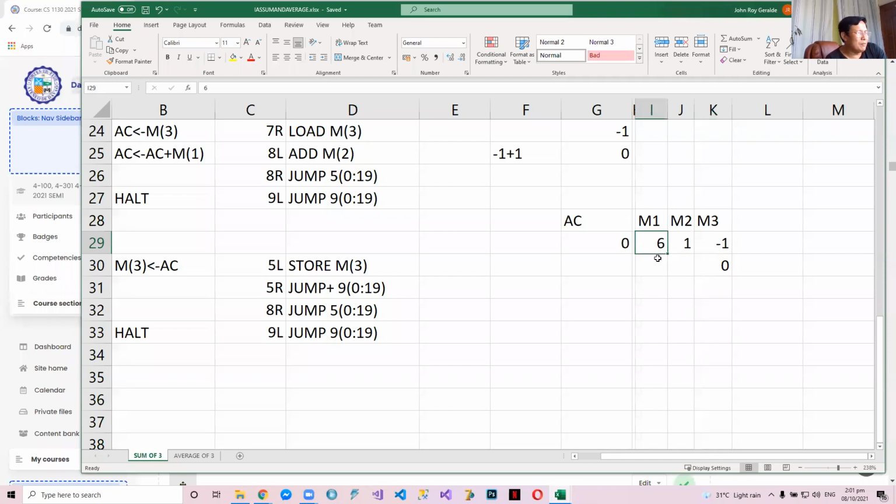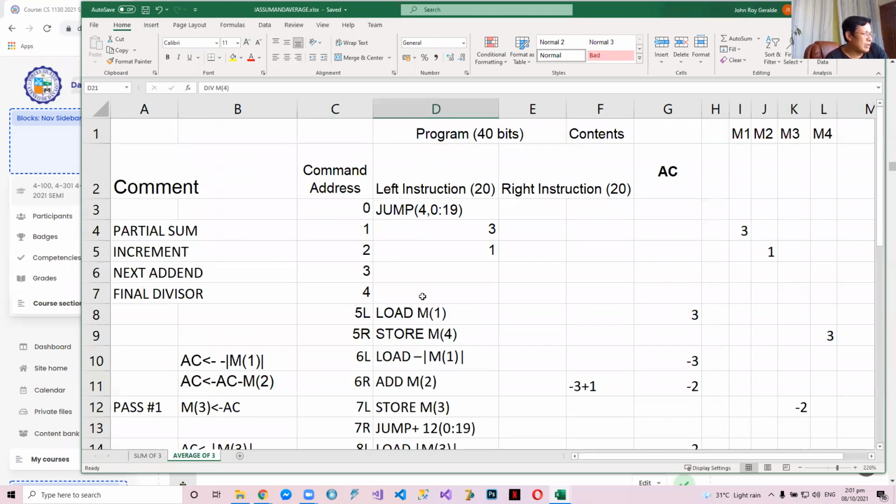So we cannot use M1 to be the divisor because 6 divided by 6 equals 1, which is wrong. We also cannot use M3 because it's already 0. Do you follow? So what we do at the start is store the final divisor in one of the memory addresses, so that we can save it and leave it unchanged there, and we can retrieve it in the final step to be our final divisor. Since we have inserted it here at the 4, we will now start with 5L. Do you get my point?